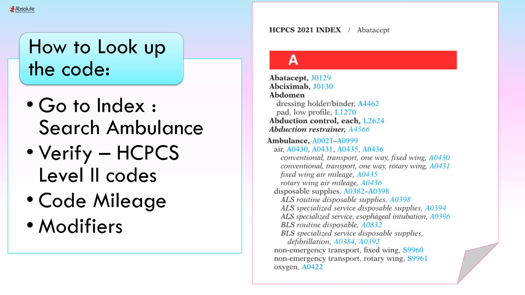Now, if you are coding for ALS and BLS for either ground and air transport, of course, don't forget to code for the mileage. And then think about the modifiers that are appropriate for that service. All right, coders.